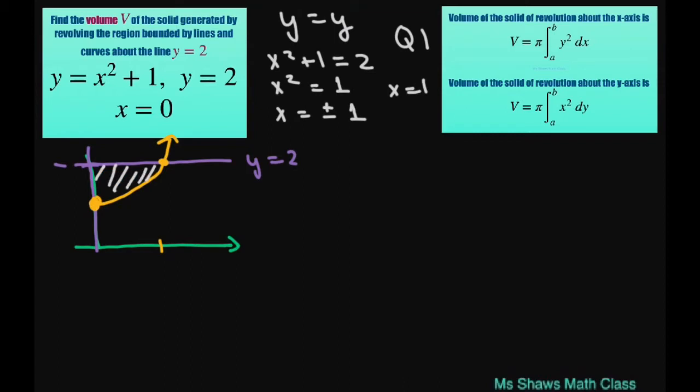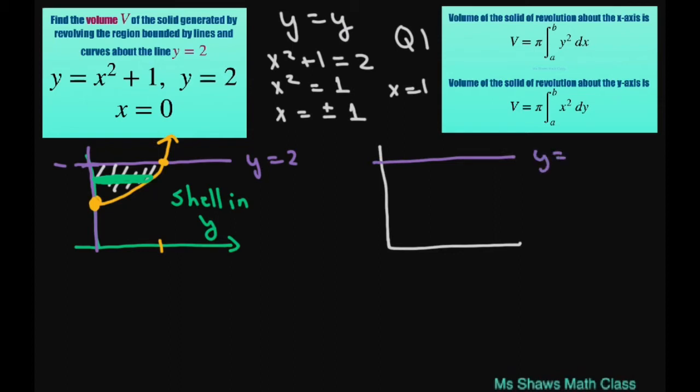Now, if I look at this radius in here, this part right here, that's going to be the shell in y. Now, if I graph this again, I'll go really quick here. Graph the same thing. Y equals 2. We have 1 here. Goes up through here. This is the shading part.